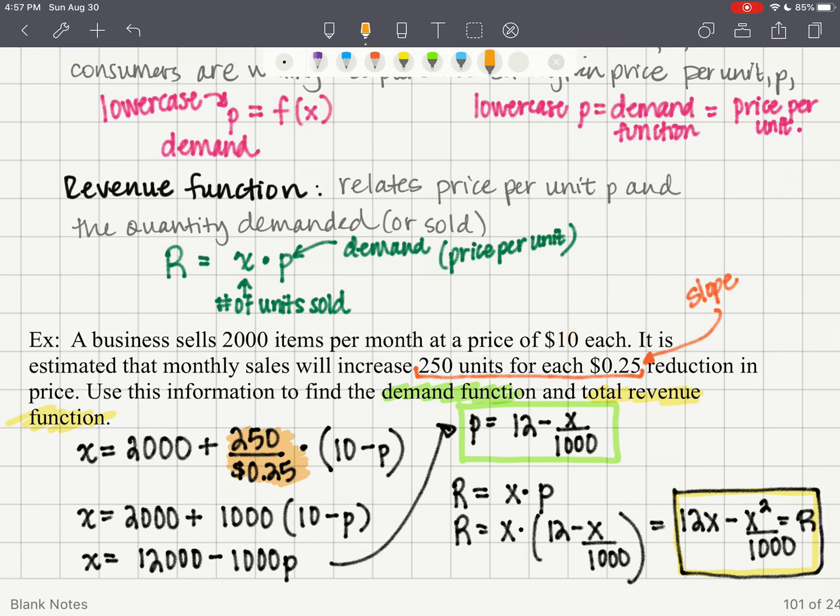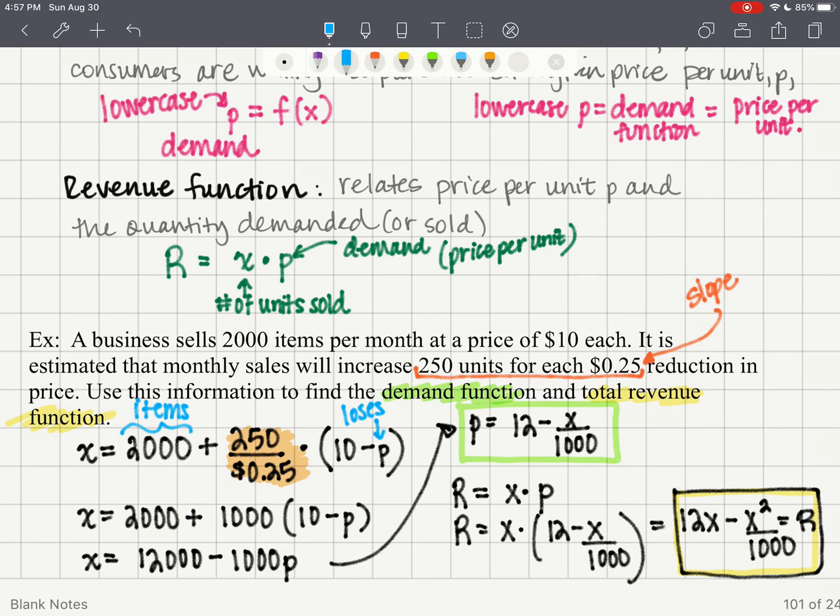So what's your difference in your price? Well, your difference in your price would be, it starts at $10, but then it's going to lose 25 cents for every 250 units, right? So it's going to lose a value. So this is the value it's losing. So it's going to lose 250 divided by 1/4. And you start with your 2,000 items. So this is the number of items. And then 250 divided by your money.